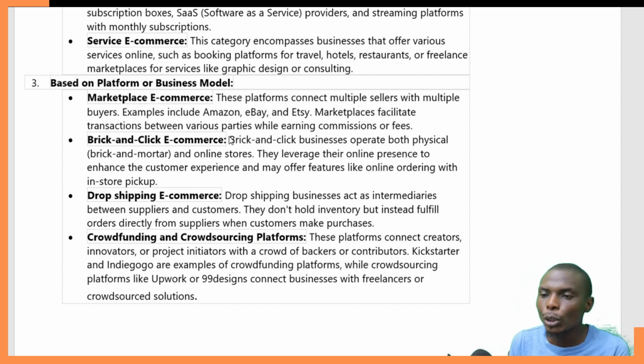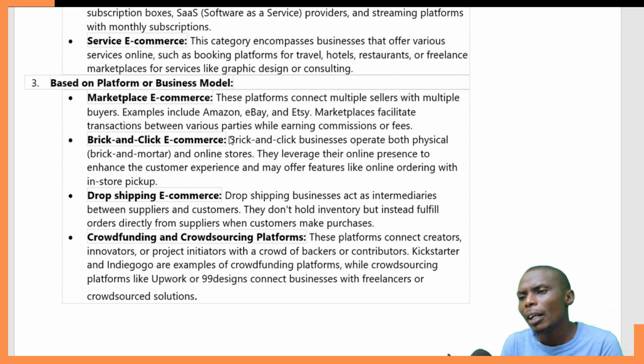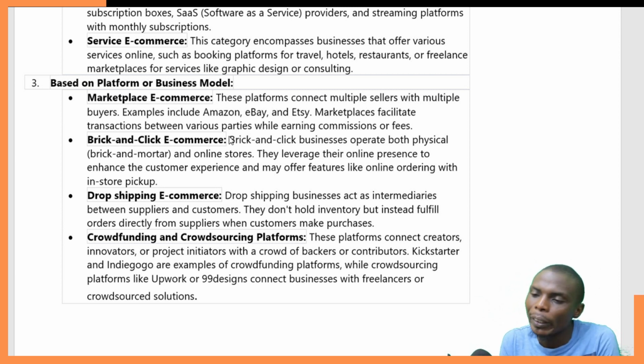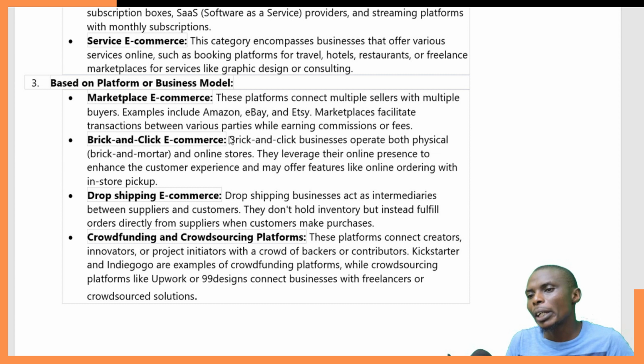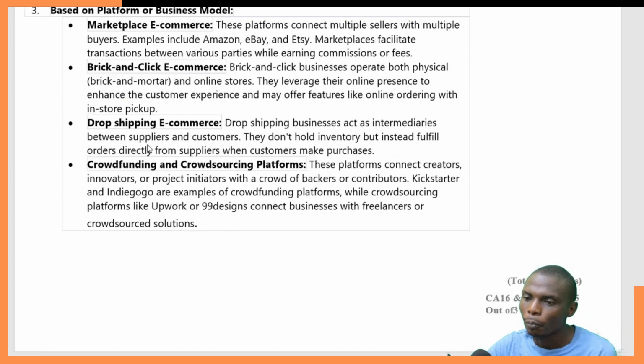So lastly, we can also talk about crowdfunding or crowdsourcing platforms. These platforms connect creators, inventors, or innovators of projects, those people who initiated projects, with a crowd of contributors or backers. We have examples of such platforms like Upwork, where we have content providers, those people who are able to do work, connected in one platform where they can meet with those people who can assign them work so that they do business together. So that will be the crowdfunding model.